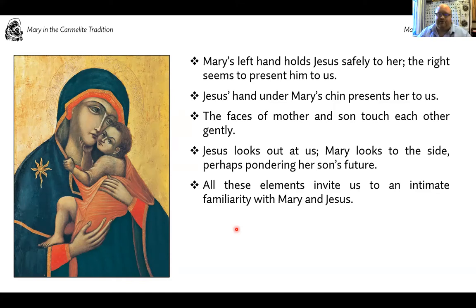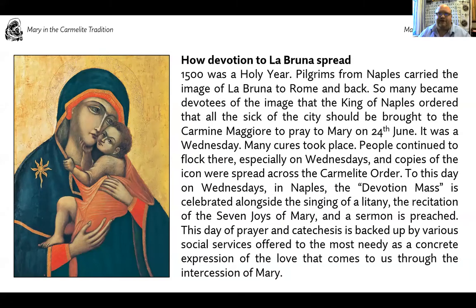Now, as well as being a beautiful image in its own right, La Bruna has a very interesting history. It spread really after the year 1500. It was, as you can imagine, a holy year. Jubilee years are held normally every 25 years in the church, and pilgrims go particularly to Rome in a holy year. And pilgrims took the icon of La Bruna from the Carmelite Friary in Naples to the Vatican, where it was revered and processed back to Rome afterwards.